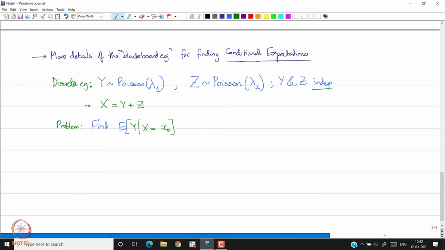We have to find this conditional expectation, and I am going to work this out in detail because I am not happy with not giving the details in the blackboard example. So I am going to work out the steps in great detail. So let us say, solution.